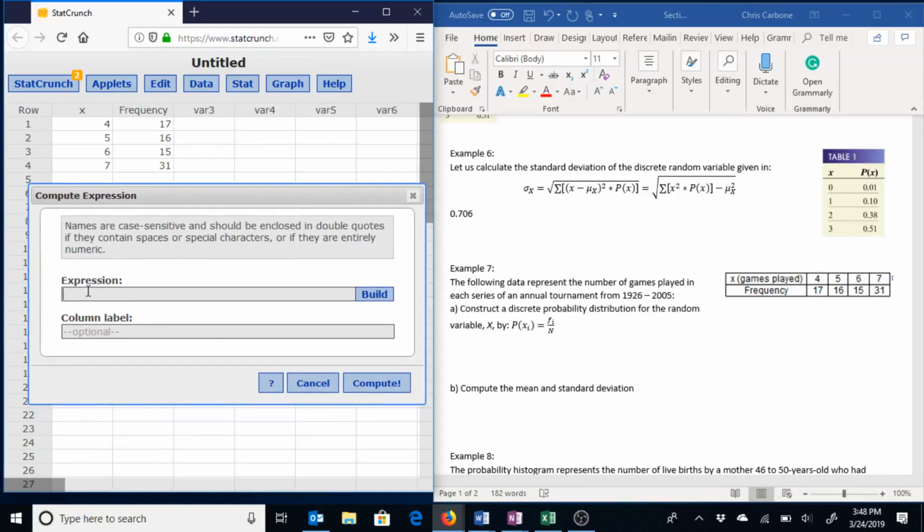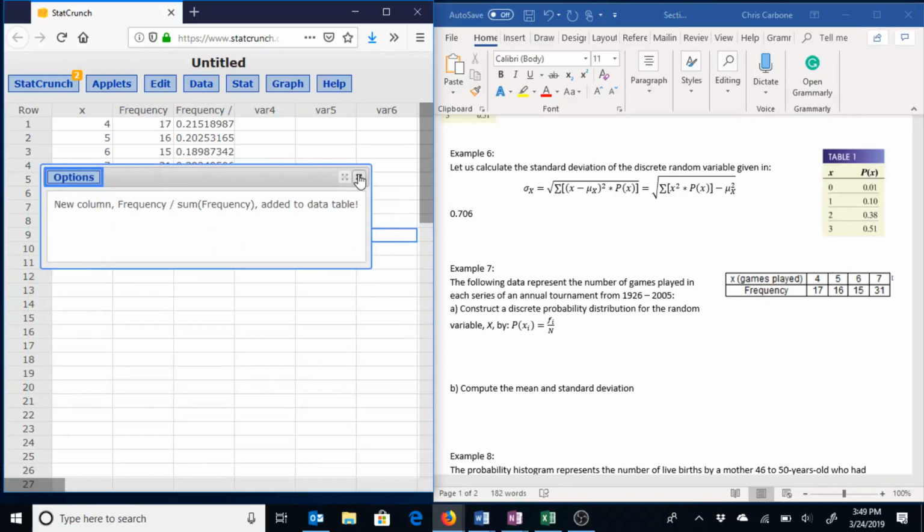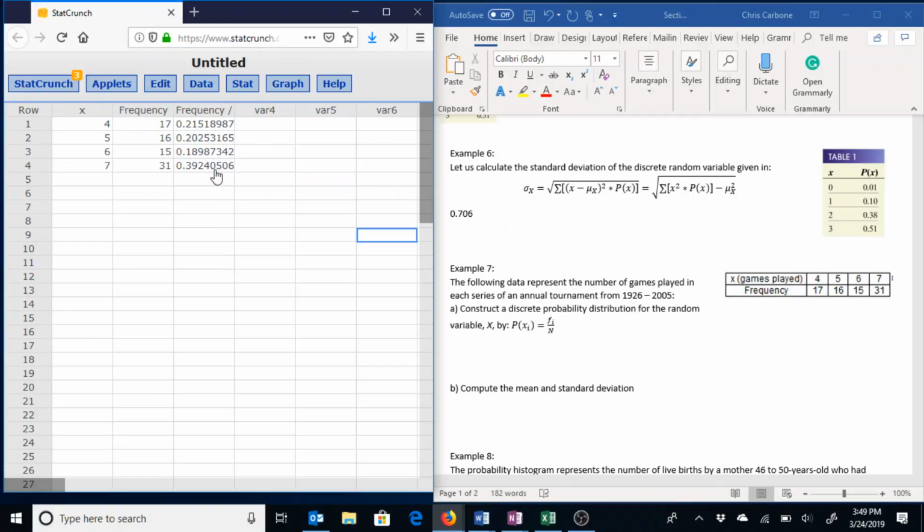For this calculation, we are going to take each of the values in the frequency column, so Frequency, and divide it by the sum of all the values in that frequency column. Again, so we get that relative frequency, also known as the discrete probability distribution. So that'll be dividing by the sum of Frequency. Then hit Compute. When we do this, we'll be given those relative frequencies, and then you'll just round them to whatever the test, for example, is going to want you to round it to.